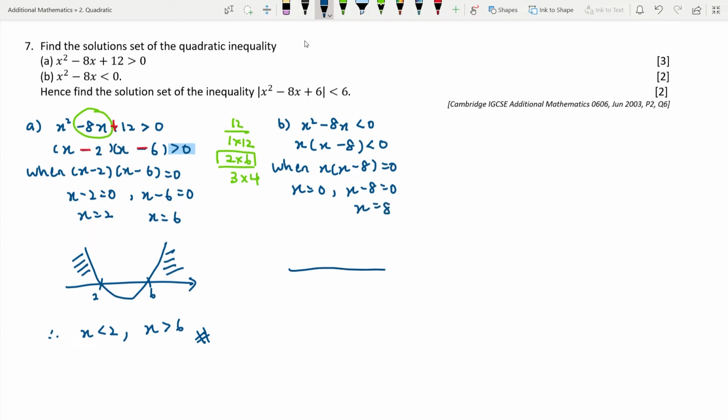We draw the x-axis. Our a is equal to 1, which is greater than 0. Hence, it is a smiling curve, and the curve cuts through the x-axis at 0 and 8. We are looking for the area which is less than 0, which means the area below the x-axis. Therefore, the solution for this quadratic inequality is x is between 0 and 8.